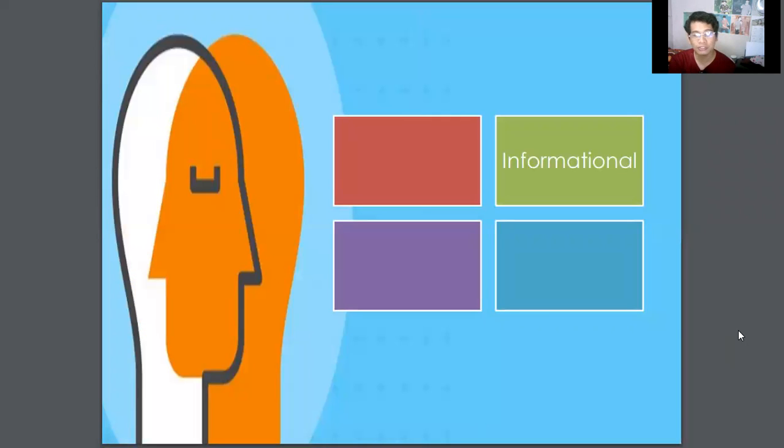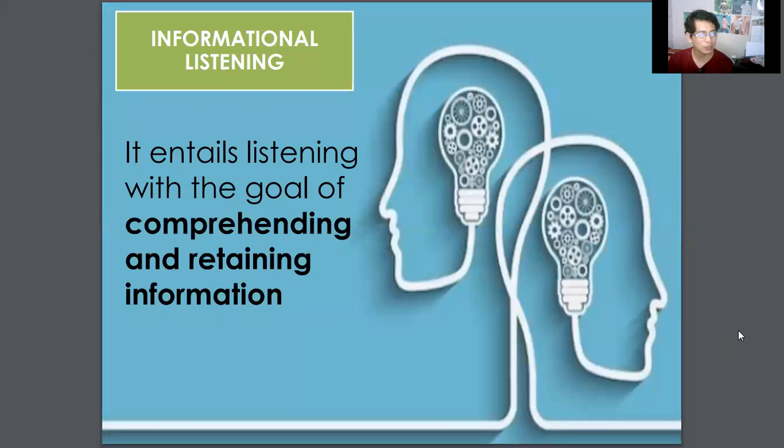The next one is informational type of listening. It entails listening with the goal of comprehending and retaining information. So you can hear now that it is raining. So you can now discriminate the sound of the speaker from the rain. Then you would discriminate why the speaker sounds loud, increases his voice because of the rain. Now, informational listening entails listening with the goal of comprehending and retaining information.